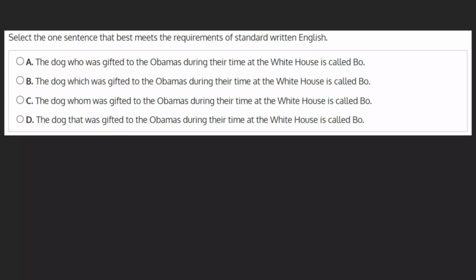Select the one sentence that best meets the requirements of standard written English. A. The dog who was gifted to the Obamas during their time at the White House is called Bo.